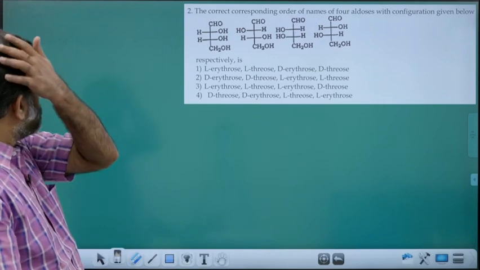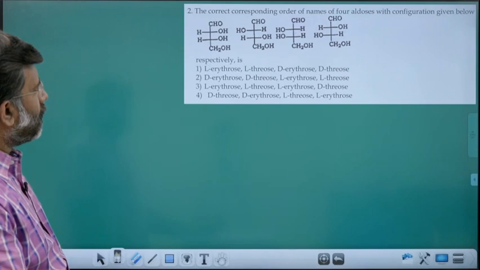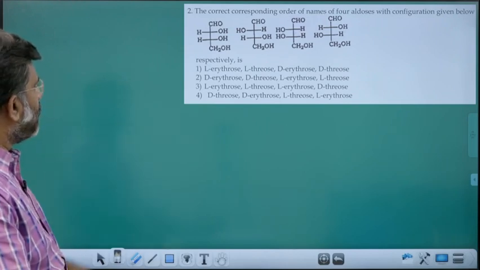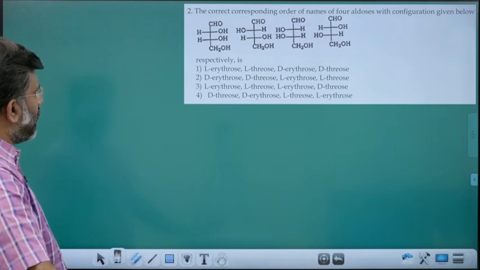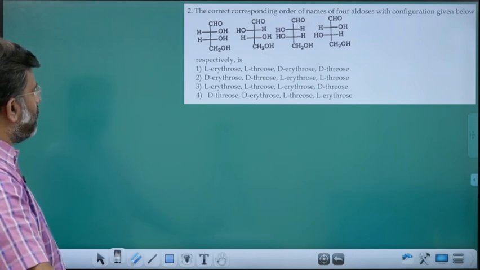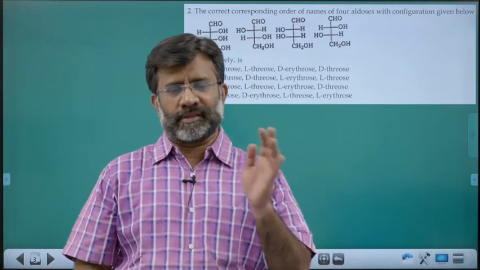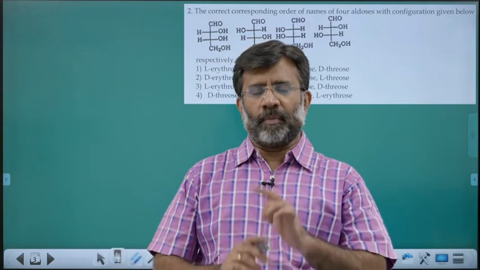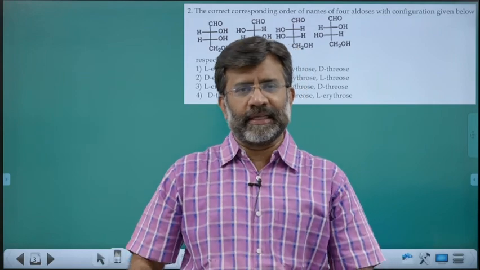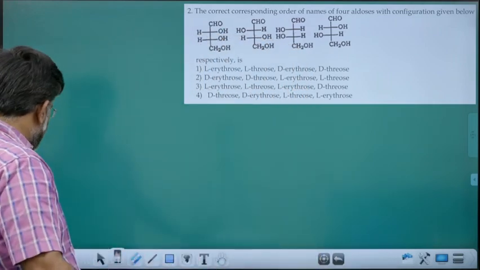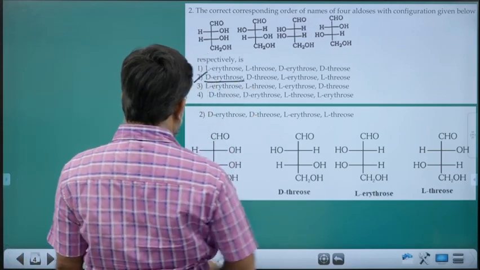The correct corresponding order of names of 4 aldoses with the given configuration. Erythrose and threose are given. You see, when the two OH groups on the chiral centers are on the same side, it is called erythrose; on the opposite side, it is called threose. So they are basically diastereomers, and the answer is the second choice, D-erythrose.